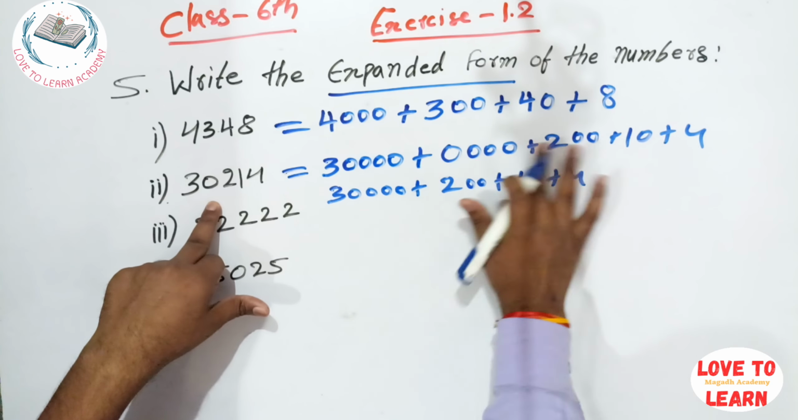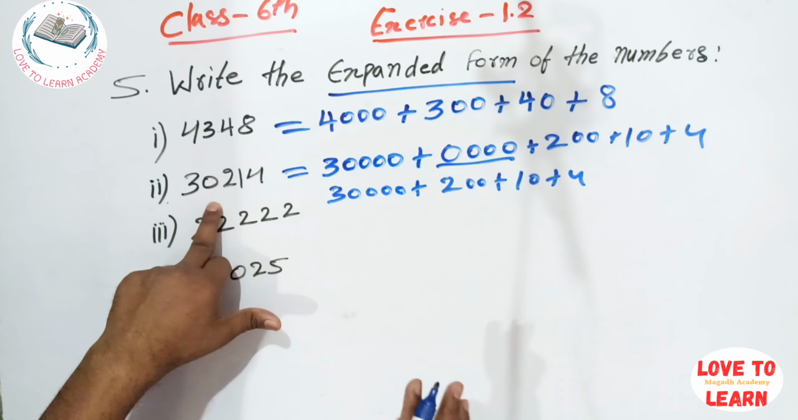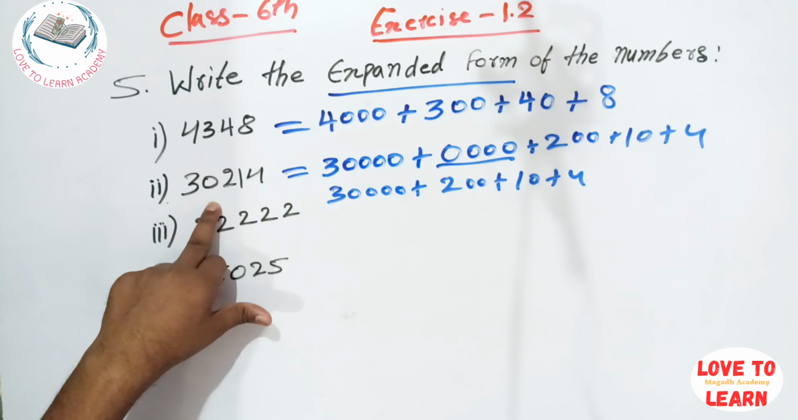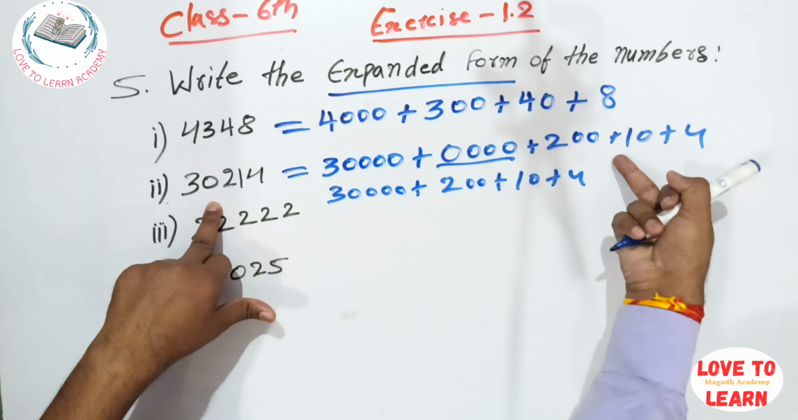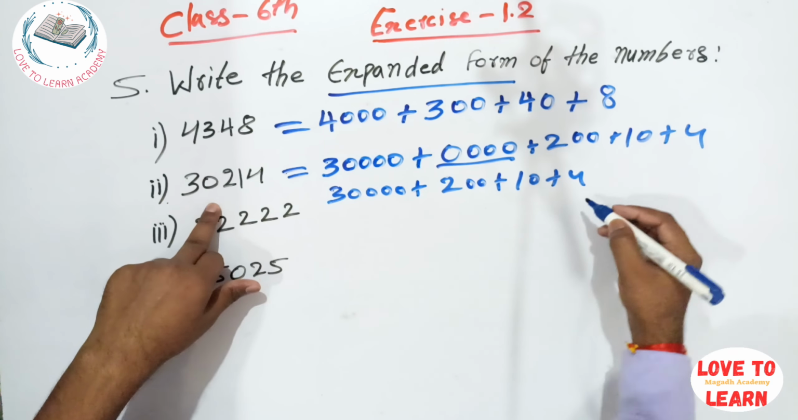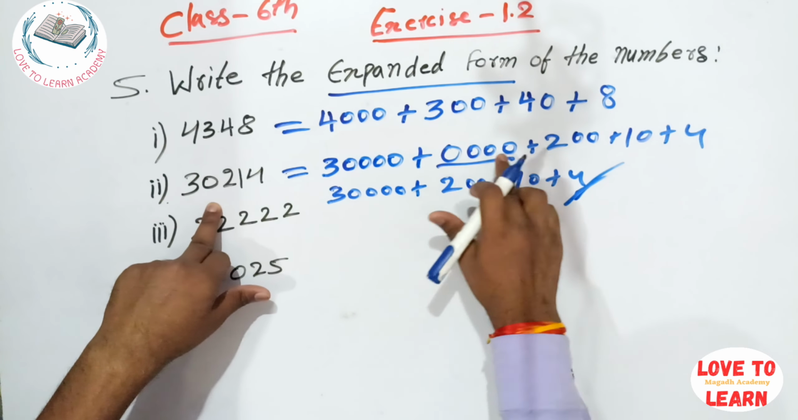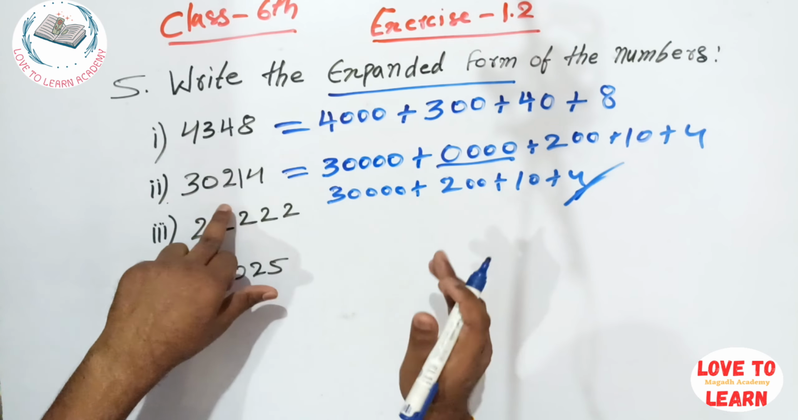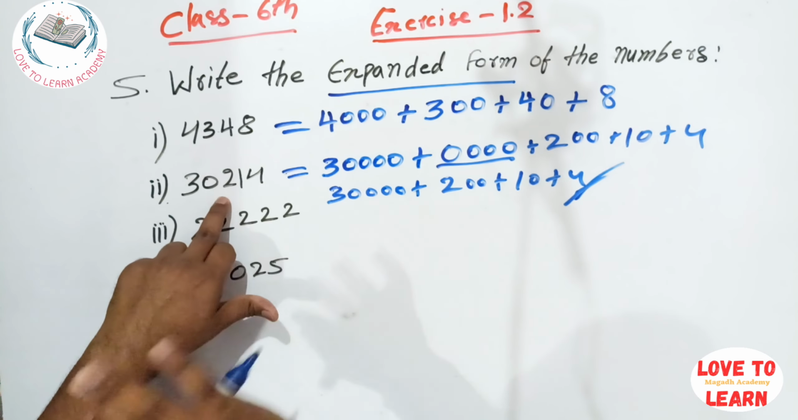Otherwise you just don't put the 0. If you put 0 or if you don't put 0, it doesn't matter. If you write like this or like this, both are correct. So we have to write in this way. If it's 0, ignore the 0. If it is 0, just ignore it. After that there is no value for 0, so ignore it.